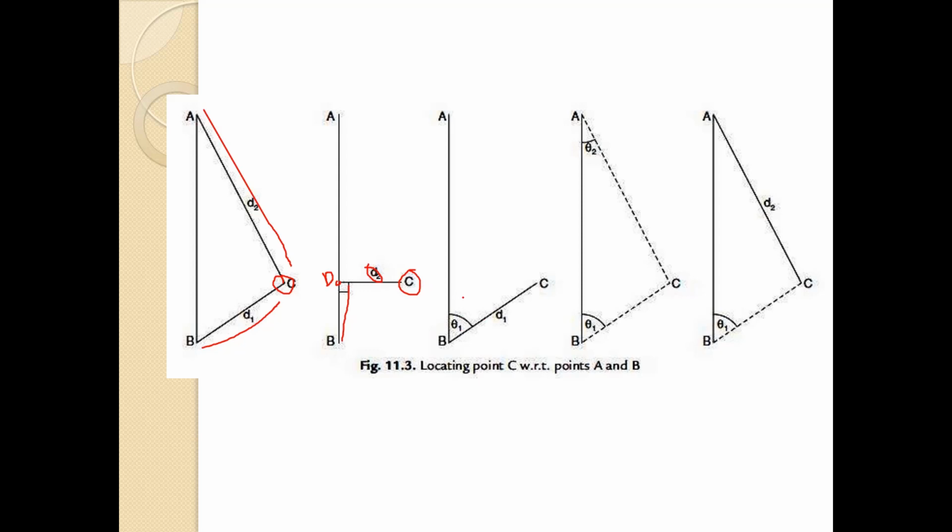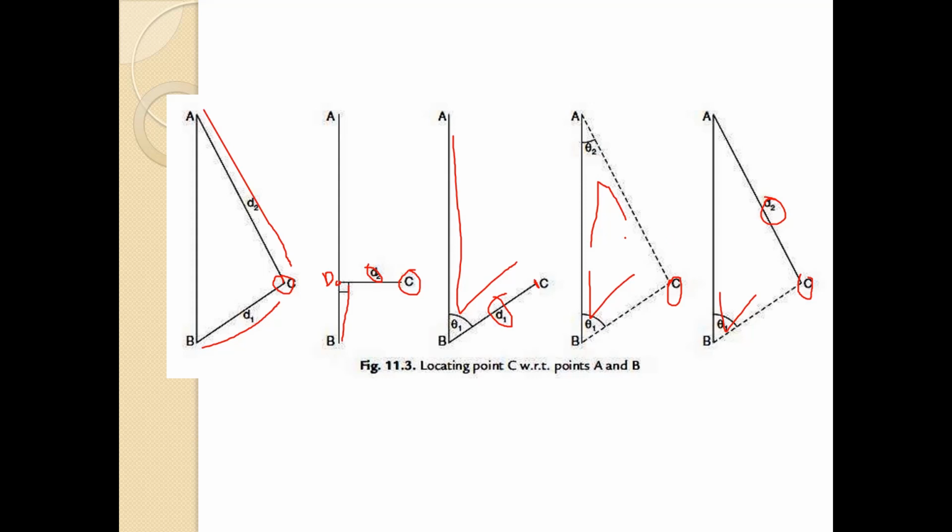Then this is the third method, that is we know this angle, angle ABC, and we know this BC distance, so we can mark the C point over here. Again we need to take two, that is one angular and one linear measurement. Then if we know this angle, CAB, and another angle, ABC, that is theta 1 and theta 2, we can mark this C. And by using the last method, if we know this angle theta 1, that is ABC, and we know this distance, that is AC, we can mark C.